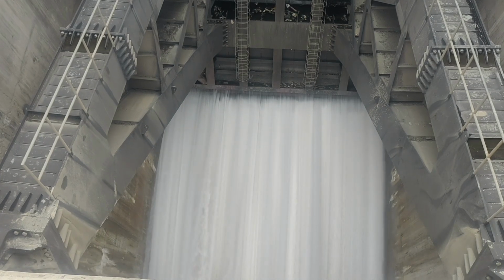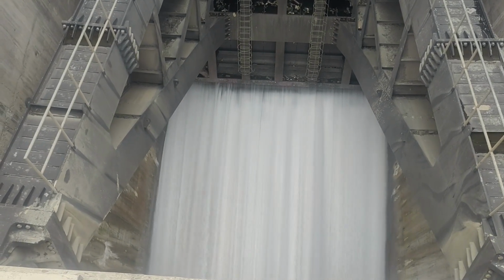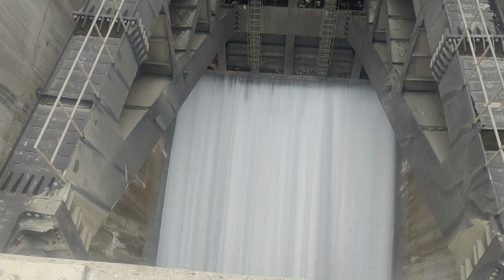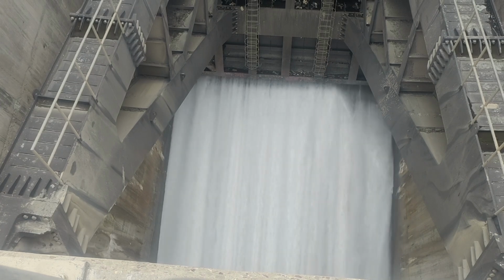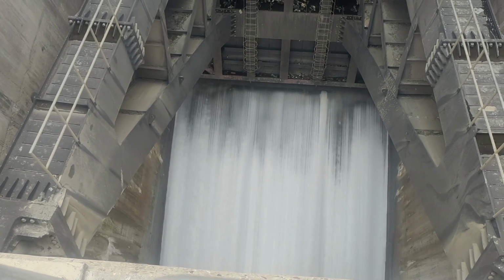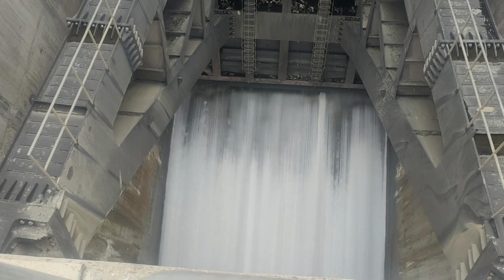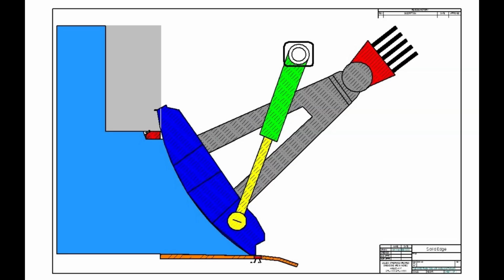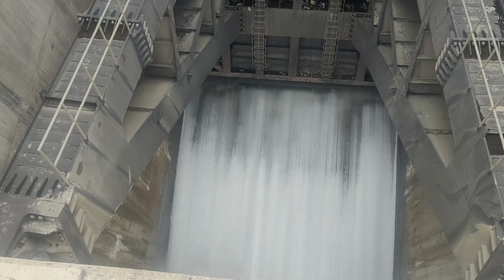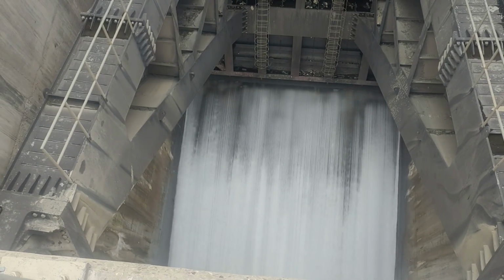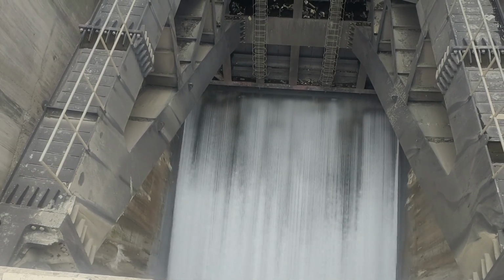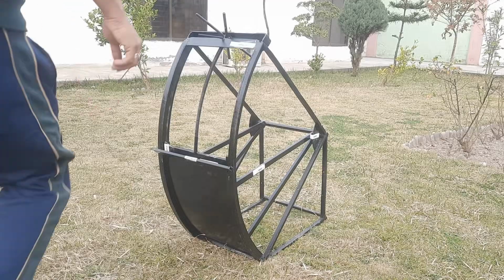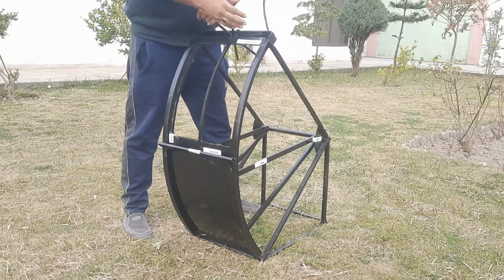The curved design of the gate ensures even water pressure distribution, reducing stress on its components. The gate guides and lintel beam keep the gate aligned, preventing any wobbling or misalignment. To close the gate, the hydraulic cylinder extends, pushing the gate back down until it seals tightly against the sill beam. This mechanism allows radial gates to handle massive water volumes with precision, making them an essential part of water management systems worldwide.